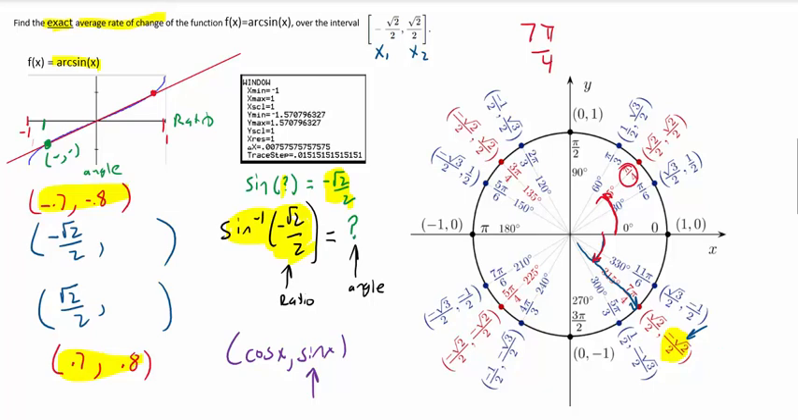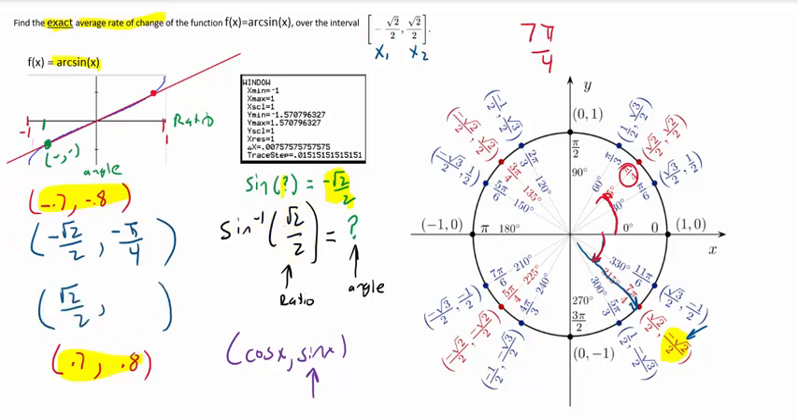So I have my answer here. The output was negative pi over 4. You can think of it as the angle that gives you a sine of negative radical 2 over 2. Now I just repeat with the second point. In the second point, we're plugging positive radical 2 over 2 into the arcsine function.